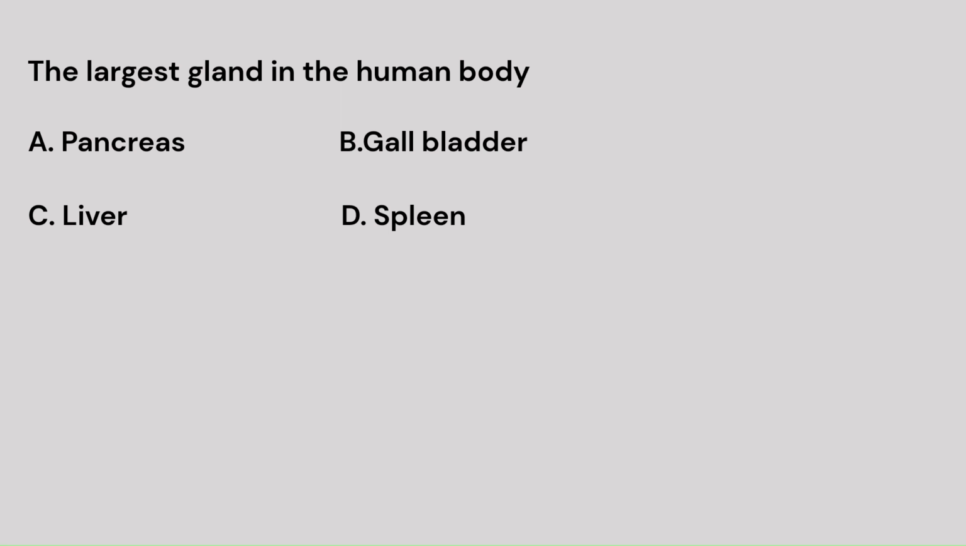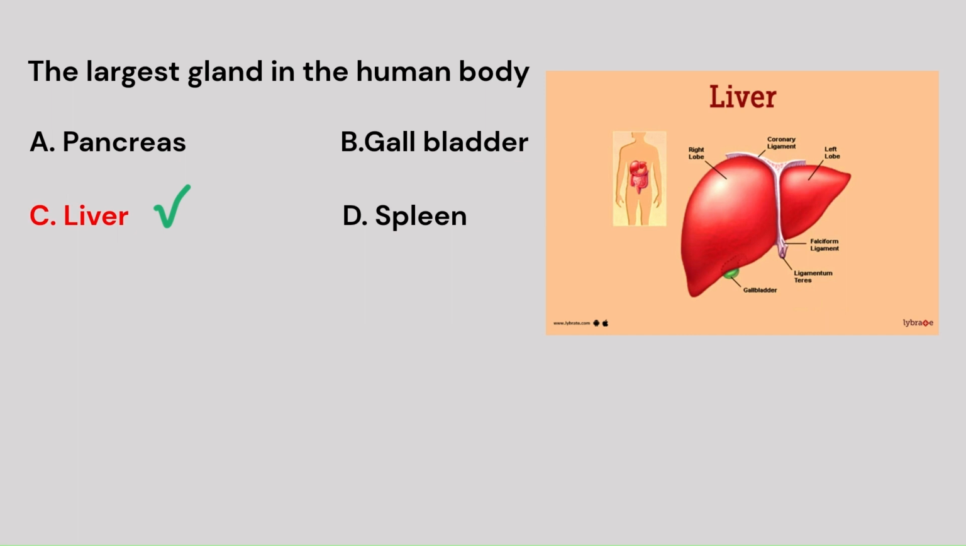Next question. The largest gland in the human body. Option A, pancreas. Option B, gallbladder. Option C, liver. Option D, spleen. The correct answer is option C, liver. The liver is the largest internal organ in our body.